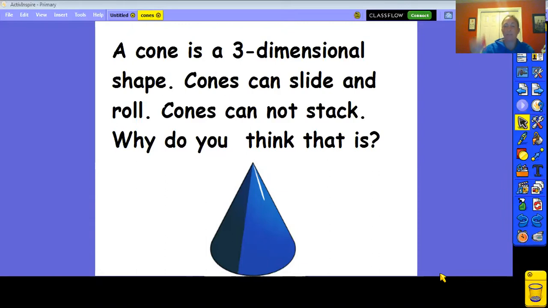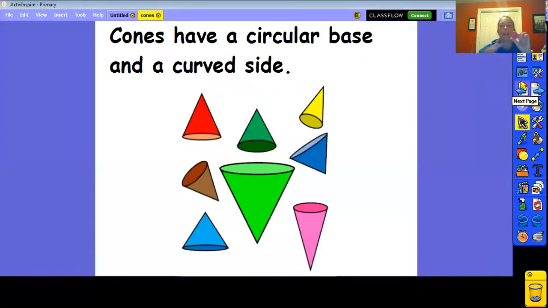Now, I told you that the cone can roll. Why can the cone roll? Because it has a curved surface. So the cone actually has 2 surfaces. It has a circular base right here, that's its face, and a curved side. And that's what allows it to slide and roll.